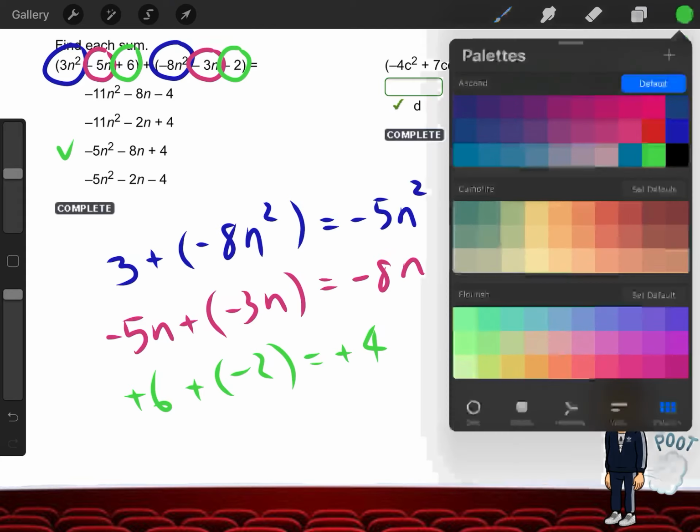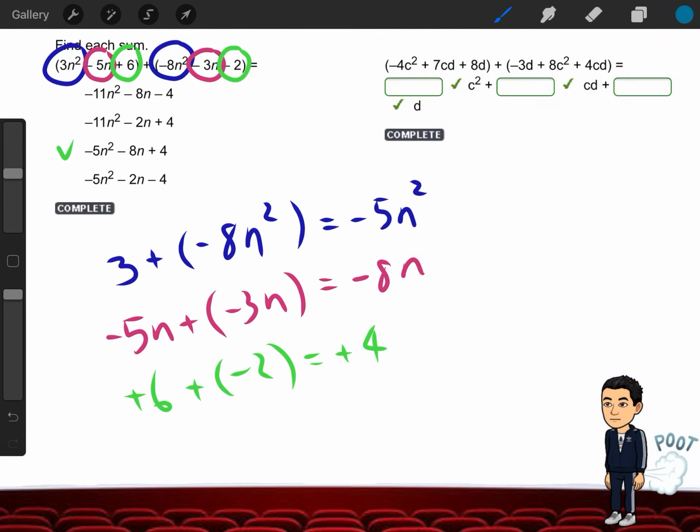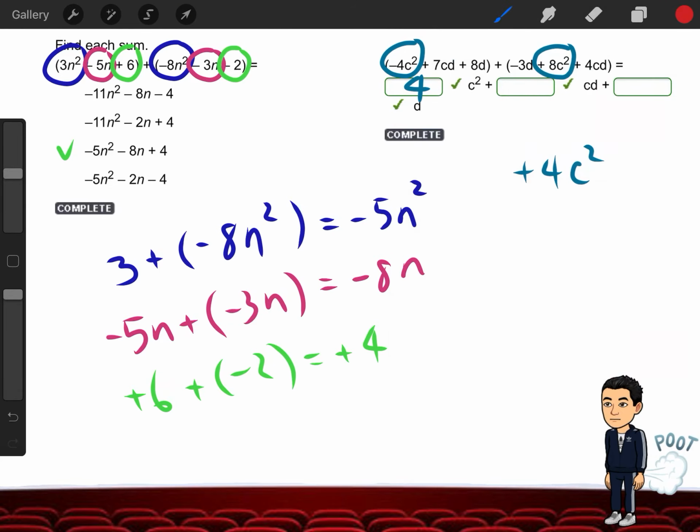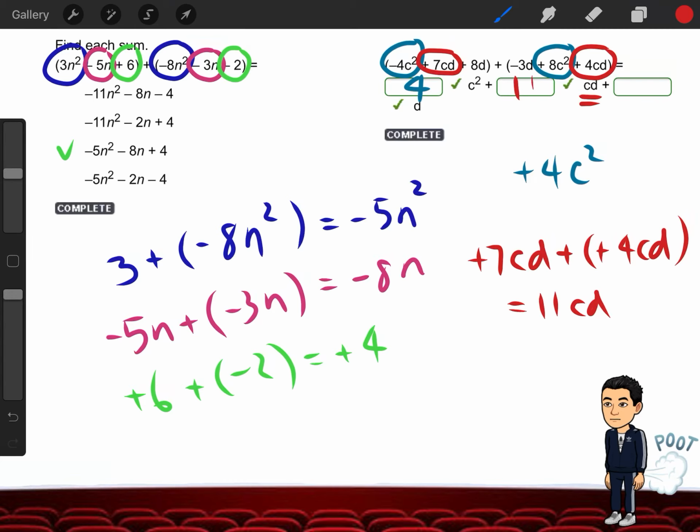Okay, so you're going to do the same thing over here. We're just going to combine the like terms. So that's going to give you positive 4c squared, which means you have to put 4 over here using a different color. Look for the next one. It's going to be CD, right? Positive 7CD combined with positive 4CD is going to give you 11CD. So right here, you're going to put 11.